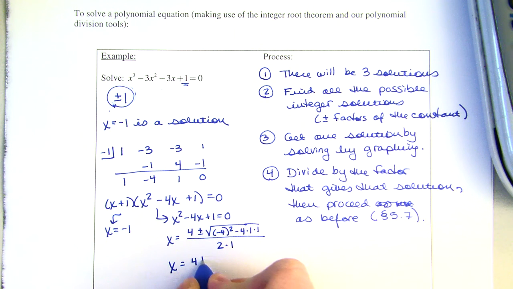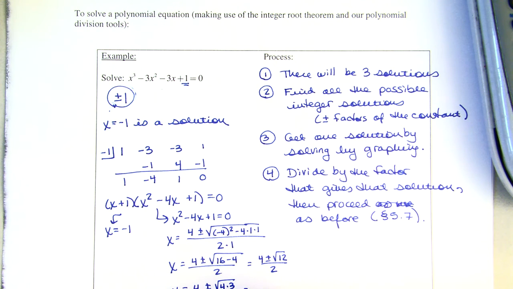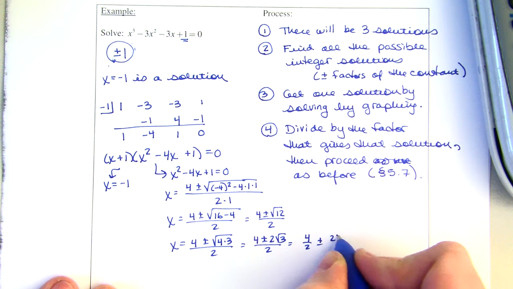x equals 4 plus or minus the square root of 16 minus 4, over 2. 4 plus or minus root 12 over 2. 4 plus or minus root 4 times 3 over 2. 4 plus or minus 2 root 3 over 2. So why don't I separate my fraction? 4 over 2 plus or minus, I'm off the screen, sorry. 4 over 2 plus or minus 2 root 3 over 2.